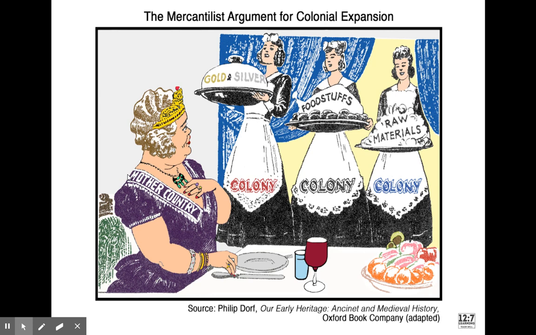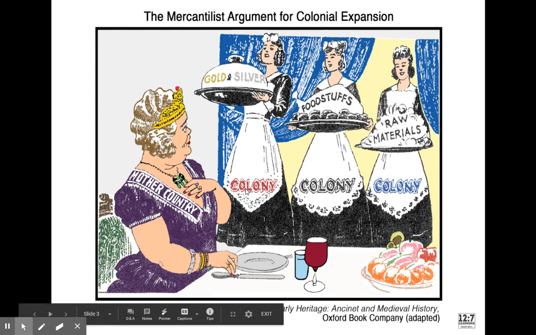Of what we see. So here's a political cartoon. Here's the mother country that represents Great Britain slash England, and then you have the colonies. I want you to take a second and think about everything you see here. Do that now. Pause the video and think about everything that you see.